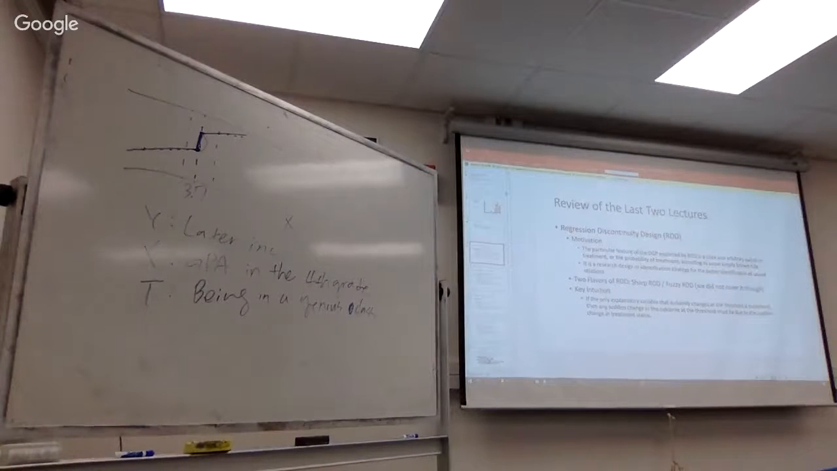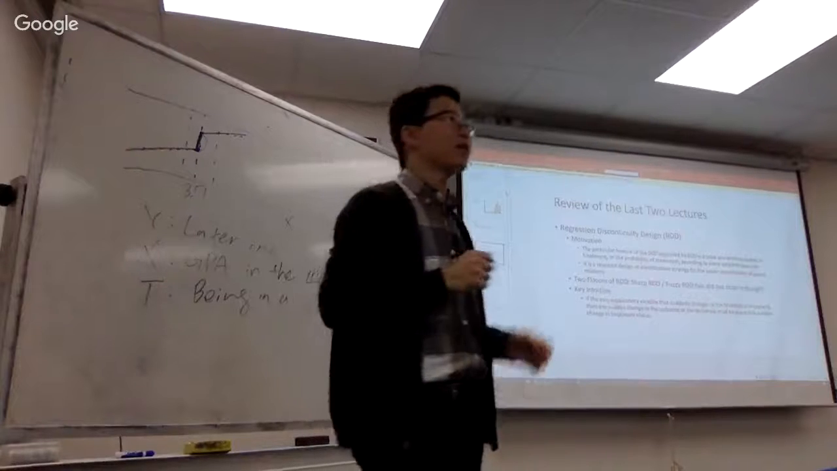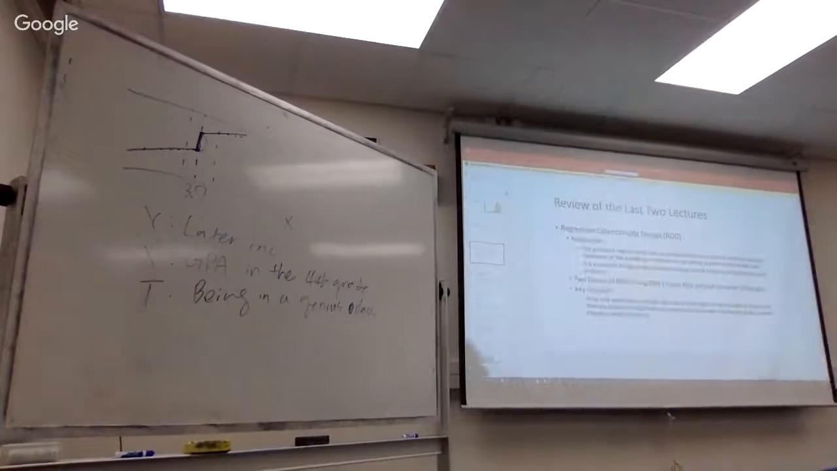But if we narrow the sample enough to believe that these people are basically the same people, and that the threshold of being treated is very arbitrary, then you are saying that, oh, we're comparing apples and apples. Does that make sense? Any questions? Good.